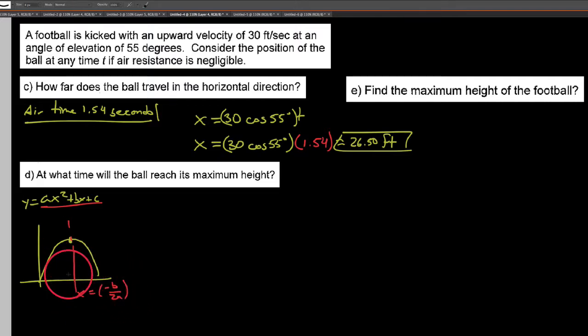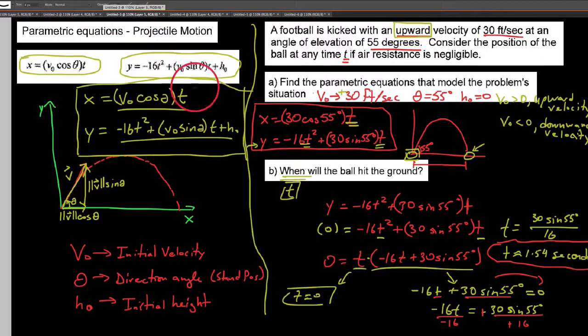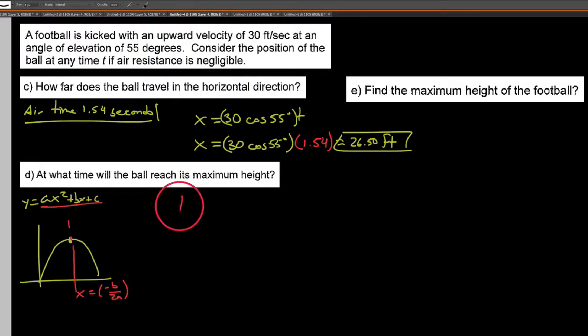So because our vertex has to happen at negative b over 2a, what we're going to do is take our y equation here, which is a quadratic equation, and find the time at which we are at our vertex. To do this, we're going to do negative b over 2a. Looking at our original equation, I want to write this again for you so you're not confused: negative 16 t squared plus 30 sine 55 degrees times the time, plus 0.